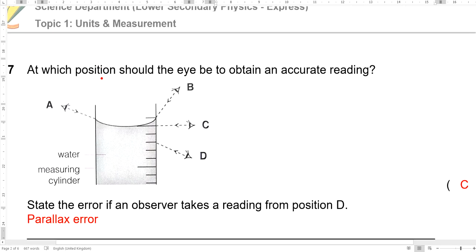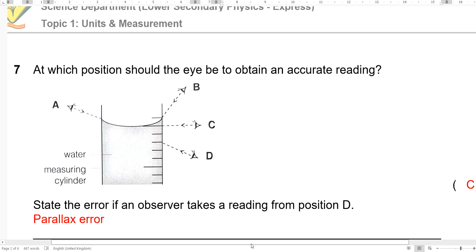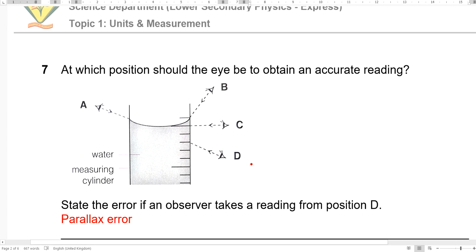Now to obtain an accurate reading, we will be using the eye level from C. Okay, we've been through this last lesson already. And the error. There is an error if it takes the reading from D, from B, from A. Okay, no matter where it is from, A, B, or D, they are all wrong. And what is the reason?